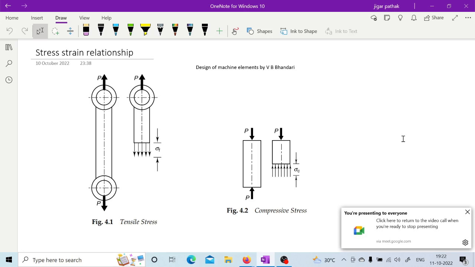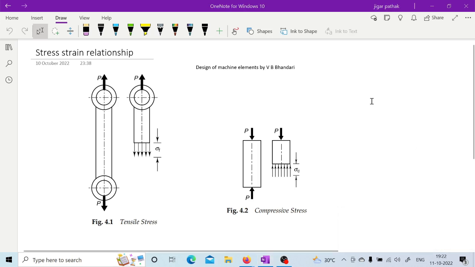Sir, can anyone define stress? Resistance of the force per unit area. So basically, yeah, thank you.